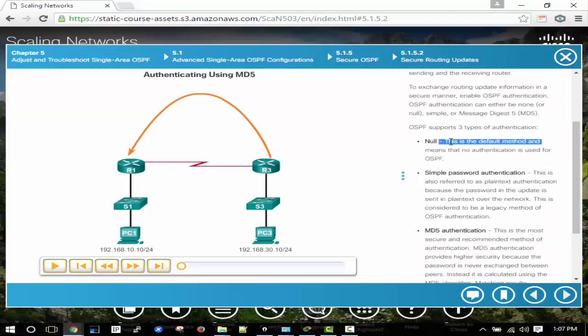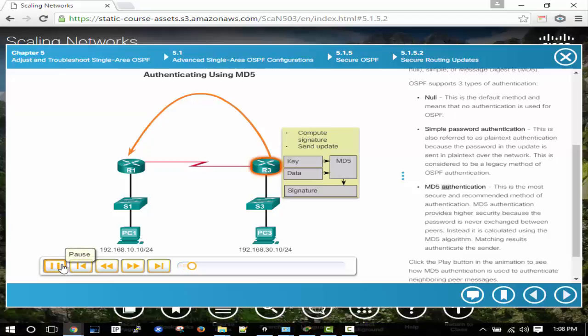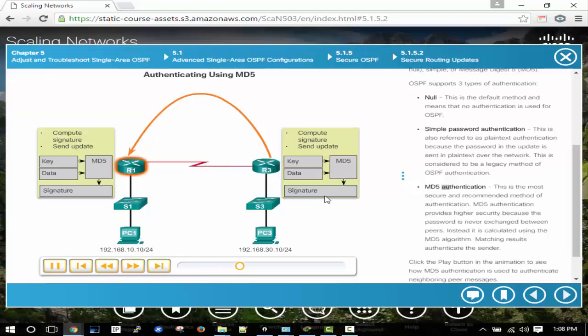So by default it's null, right? And then we could do simple password authentication, but it doesn't help us in that scenario because it's not going to be encrypted. And then when we do MD5, it's actually MD5 encryption to keep us a little better, right? I don't know what they're showing here besides that it's just an encrypted password that needs to match.